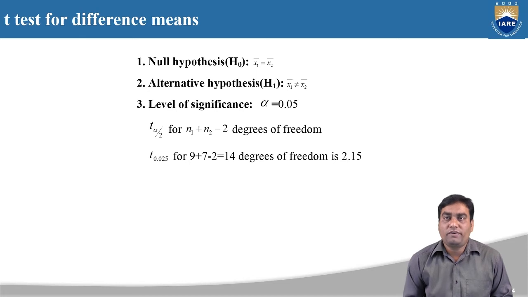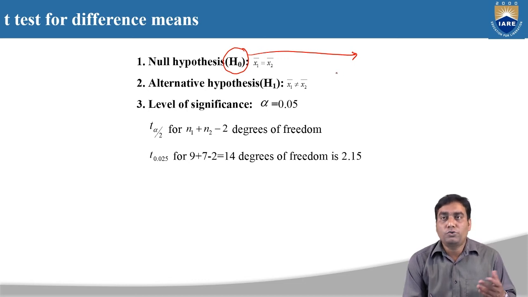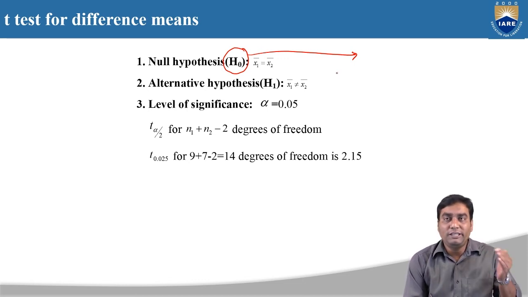Now, in the test of hypothesis process that we have discussed earlier, we have totally 5 steps. What is step 1? Null hypothesis. We are going to set up the null hypothesis. How to set up the null hypothesis? We need to assume that there is no difference between the means of the two samples. That means the first sample mean and second sample mean we are going to take as equal.